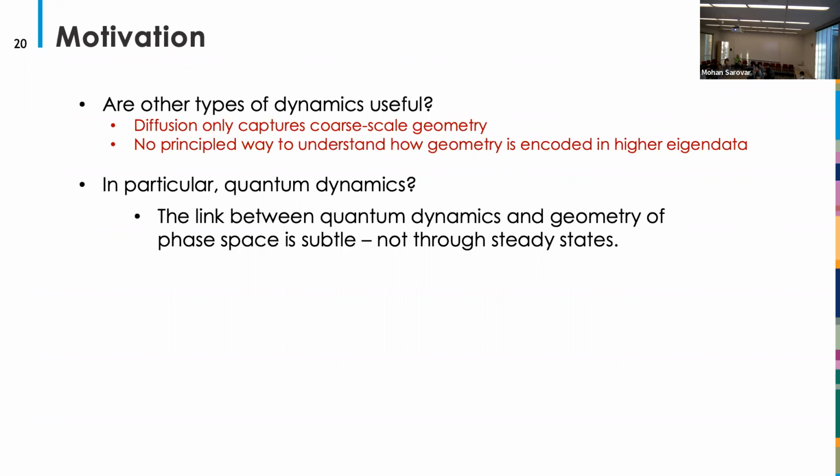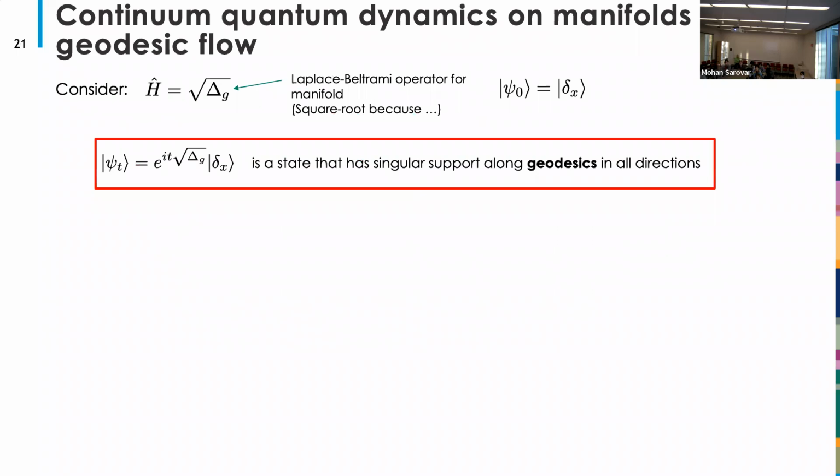So the thing you have to first answer when you go down that road is, what is the link between quantum dynamics and the geometry of phase space, the geometry of the manifold, the data map? This is not as clear as in the diffusion case. It's not through the steady state. So let me explain the link that we're going to exploit.